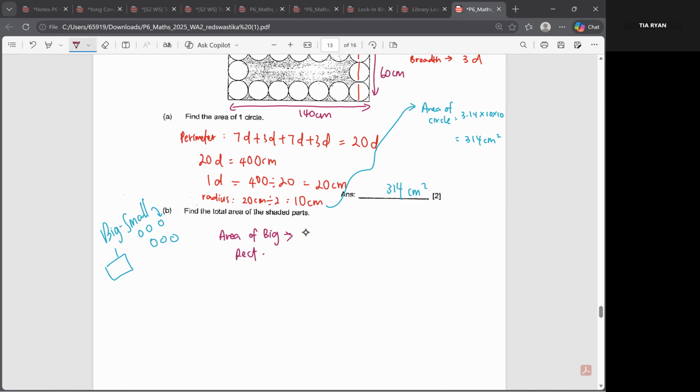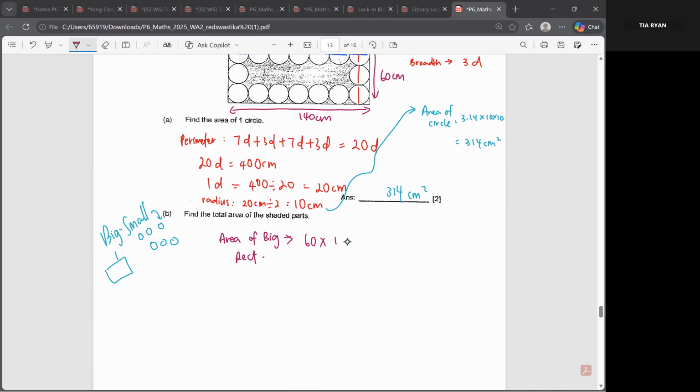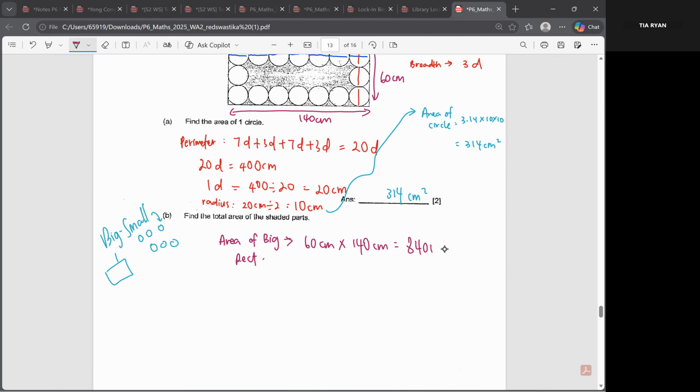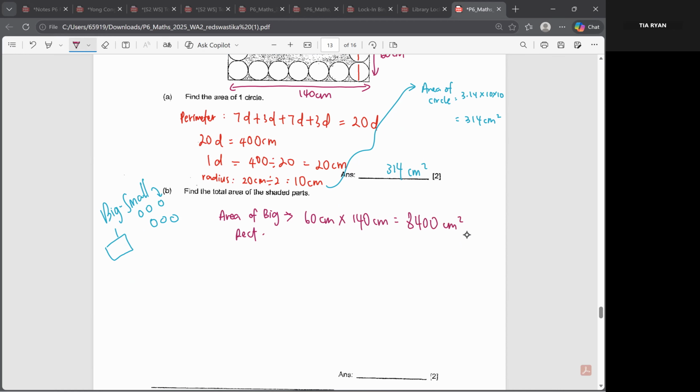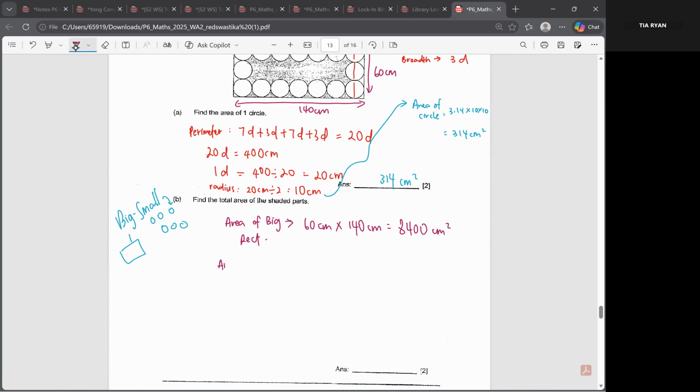Rectangle equals to 60 times 140. Length times breadth. Agree or disagree? So 60 cm times 140 cm gives me the area of the rectangle, which is 8,400 cm squared. Agree or not?